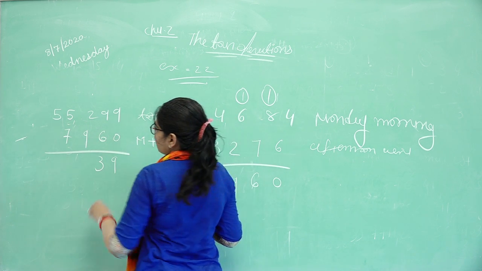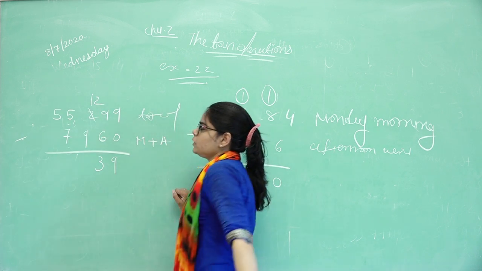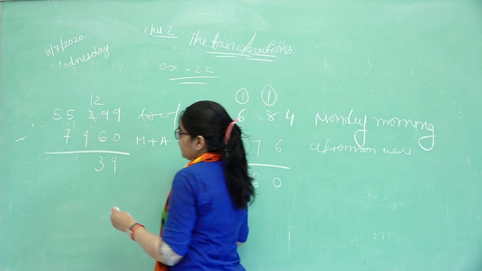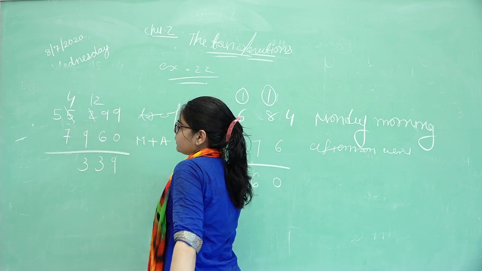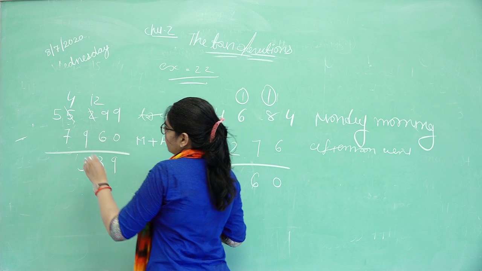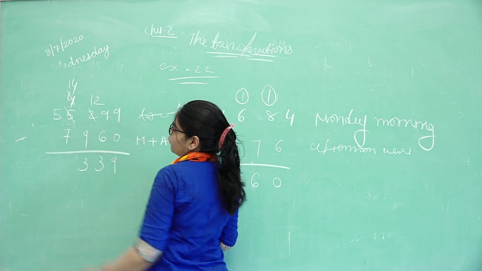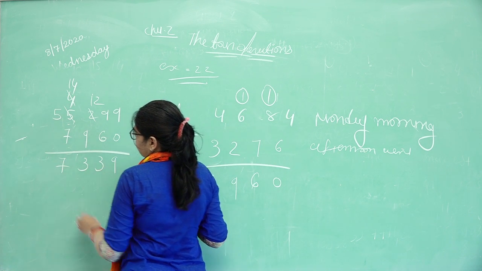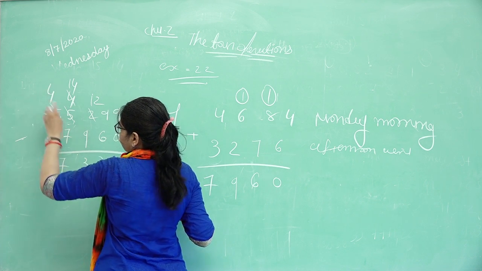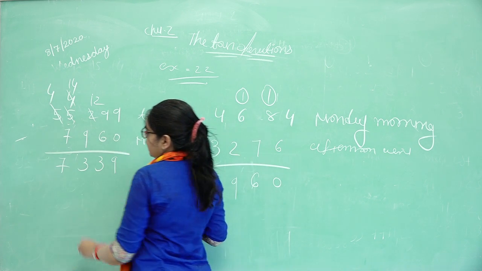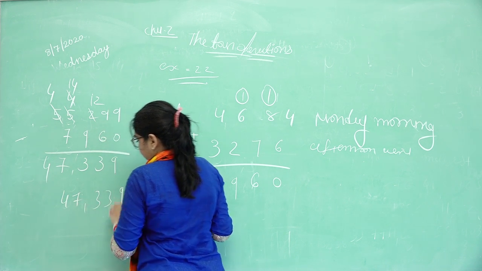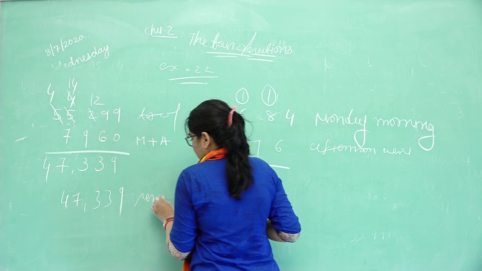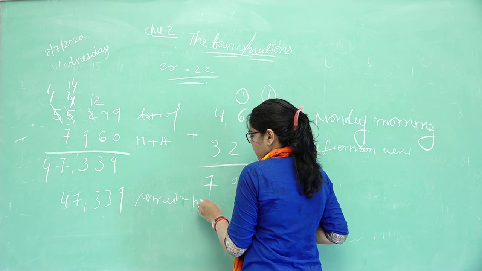2 out of 9 is possible? Not possible. So 12 out of 9, 10, 11 and 12. 3 here. Here carry over. That's why 5 is the place of 4. 4 out of 7 is not possible. So 14 out of 7. 14 out of 7 means 7 here. Here 5 will be cut because of here carry over. And 4 as it is. So 47,339 is the remaining honeybee.